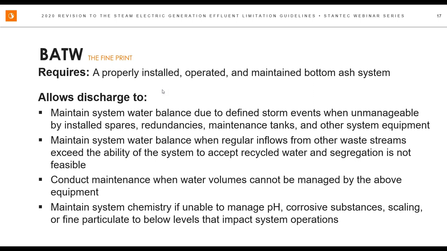The rule allows discharge to maintain system water balance due to defined storm events when unmanageable by installed spares, redundancies, maintenance tanks, and other system equipment. It also allows to maintain a discharge if you need to maintain your system water balance when regular inflows from other waste streams exceed the ability of the system to accept recycled water and segregation is not feasible.